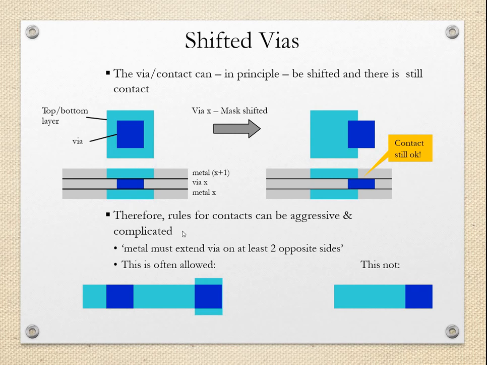So therefore the rule for contact can be aggressive or complicated. Metal must extend over the via on at least two opposite sides, and this is often allowed like this. If this is the via, shown with the dark blue color, and this is the sky blue color, which is nothing but your metal, then if it is extended on both the sides it is allowed, but this is not allowed.